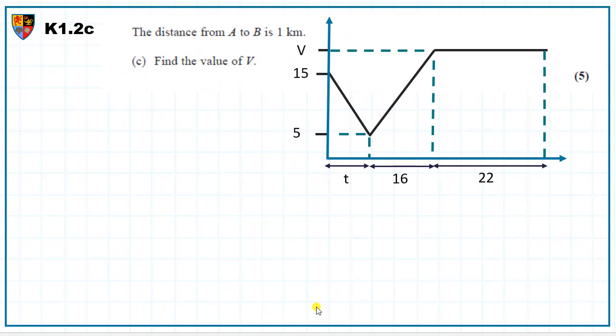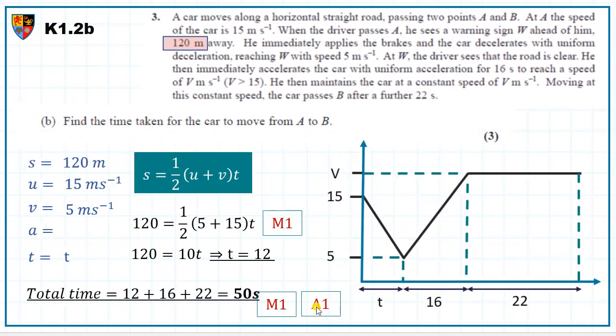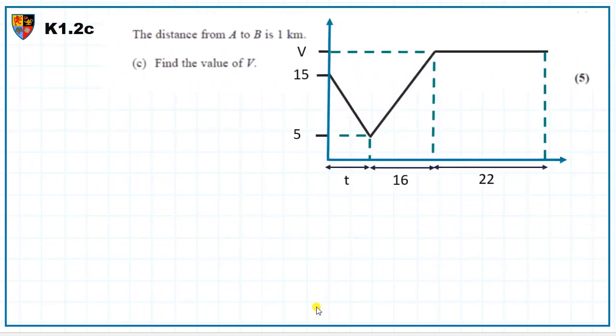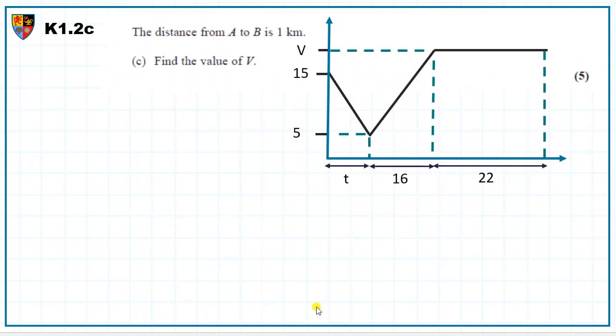Finally, big one, 5 marks. So far, let's just go back slightly. So far, we got 3 marks for part B. Okay, now we're going to get a big 5-mark question. It's asking us to find V. Wow. How do we go about doing that?